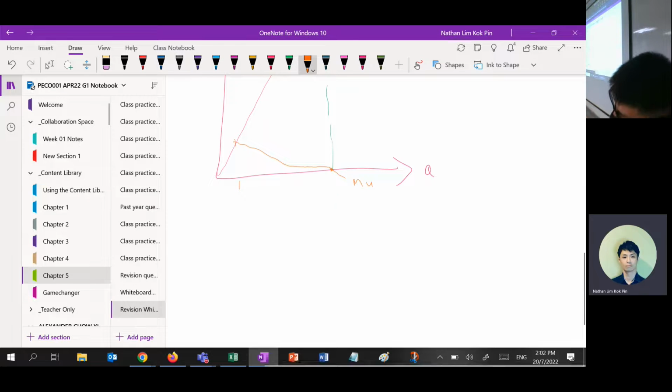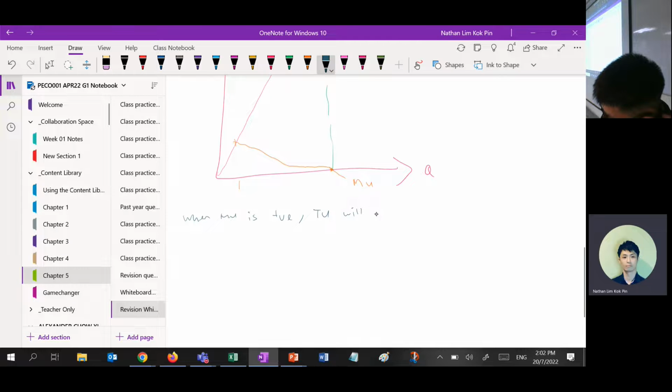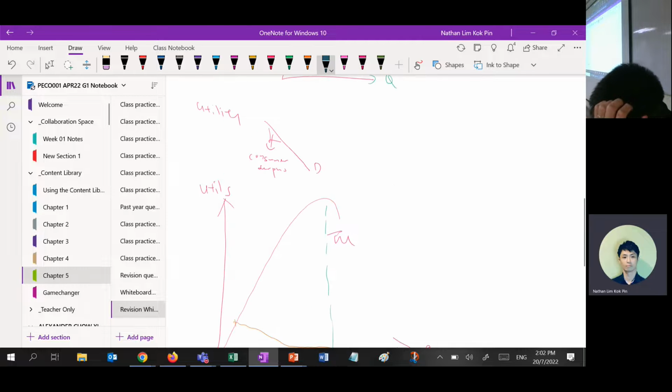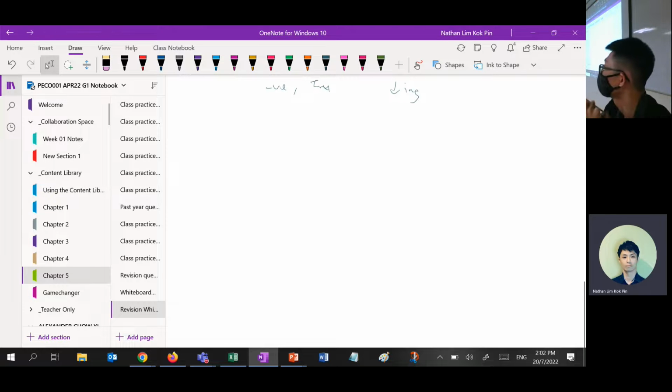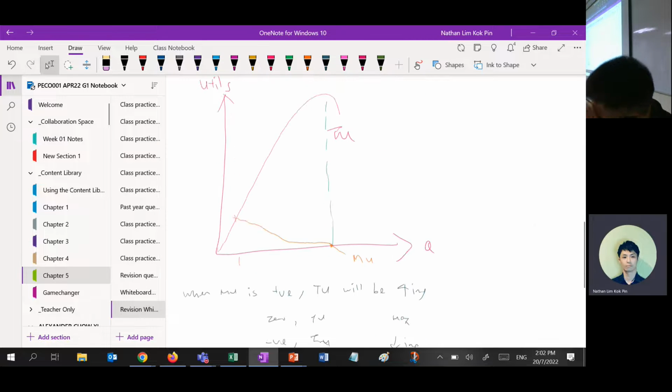So there are three relationships. When MU is positive, TU will be increasing. When MU is 0, TU will be maximum. When MU is negative, TU will be decreasing. That's for utility, right? Any question on utility? I assume no.